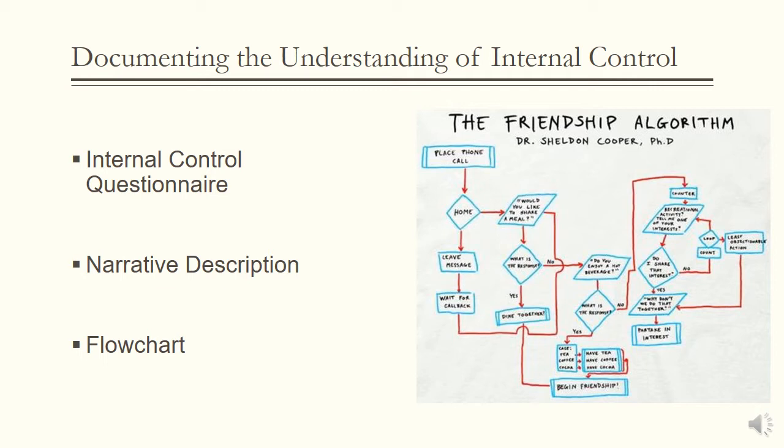A narrative description describes what happens as the control function. And finally, as you see to the right, is a flow chart, which shows the decision points, the control points, the potential weaknesses. It allows the control process to be seen as the bigger picture. It allows the auditor to identify control deficiencies and weaknesses, and it's something that becomes a living, breathing document.